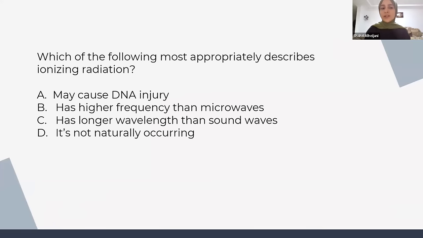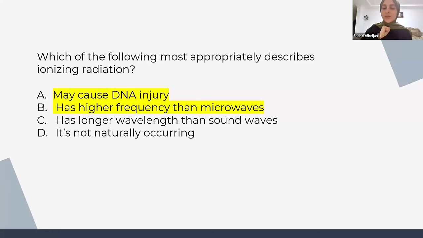Next question. Which of the following most appropriately describes ionizing radiation? We have A, we have B. More answers? B. Come on. Any more answers? Okay. For this question, it's both A and B. May cause DNA injury and has higher frequency than microwaves.